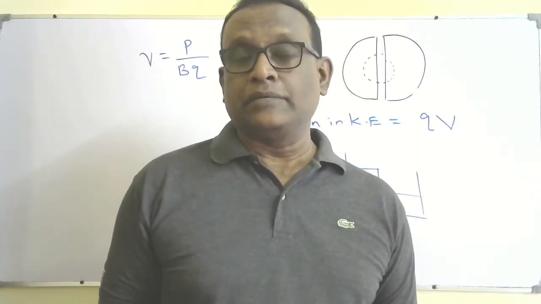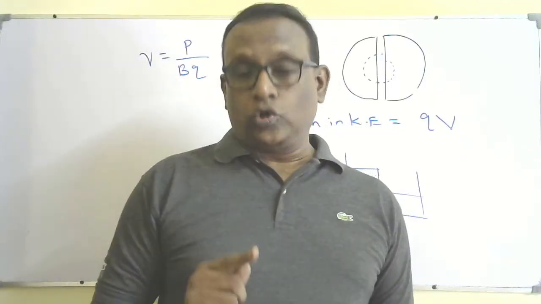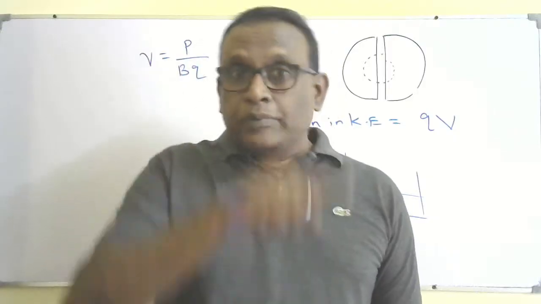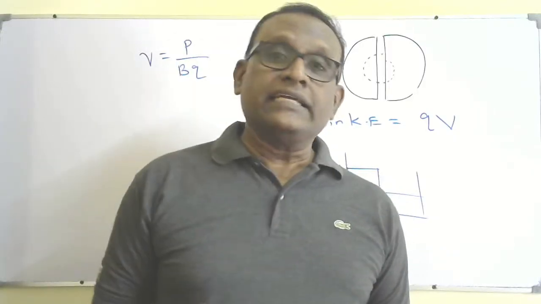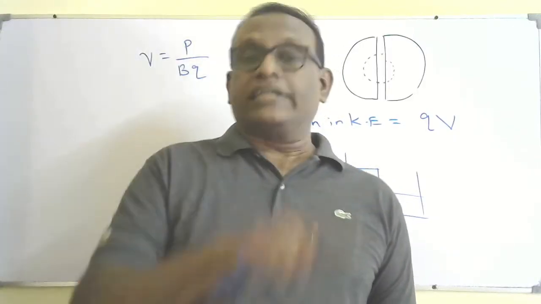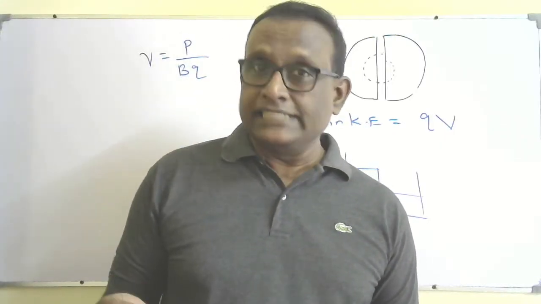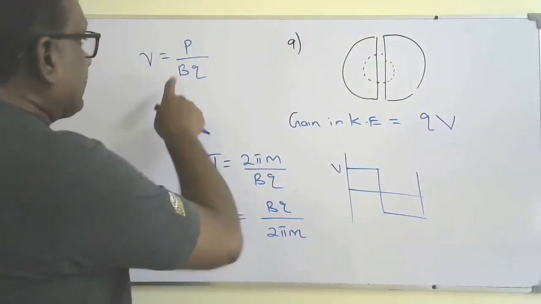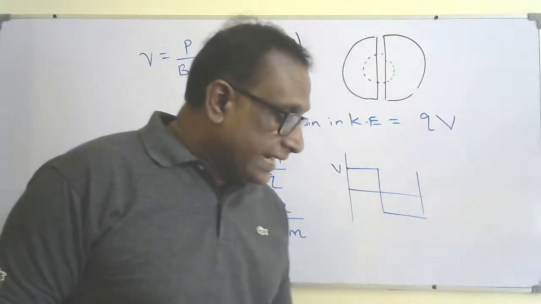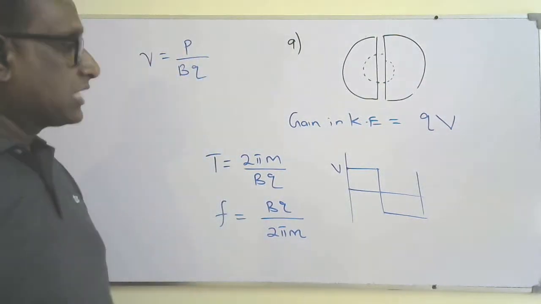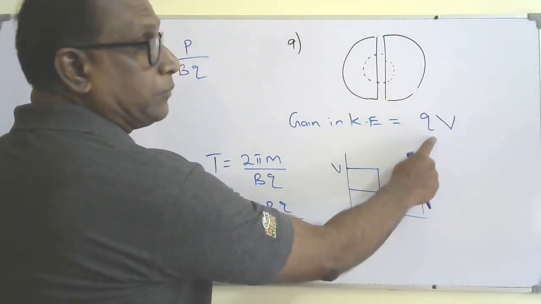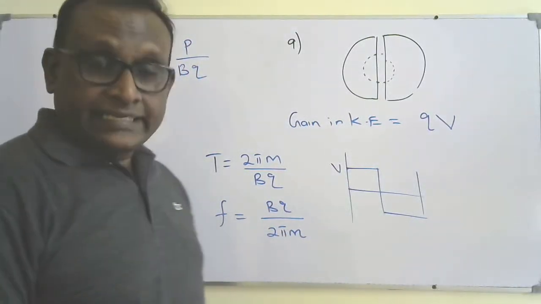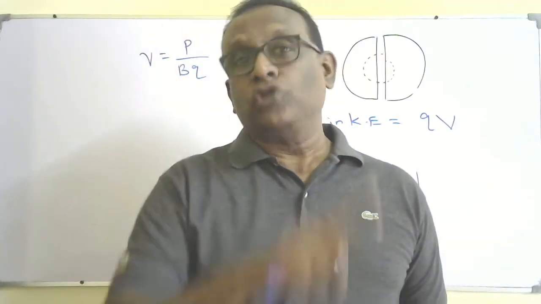But here the question is about when it completes one full orbit. The increase of B will cause the particle to move inside the cyclotron for several rotations. That also will increase the energy, but here the question is about one full orbit. So no point in increasing the B. So the correct answer is increasing the maximum potential difference across the D. By increasing the V, we can increase the kinetic energy when it completes one full orbit.